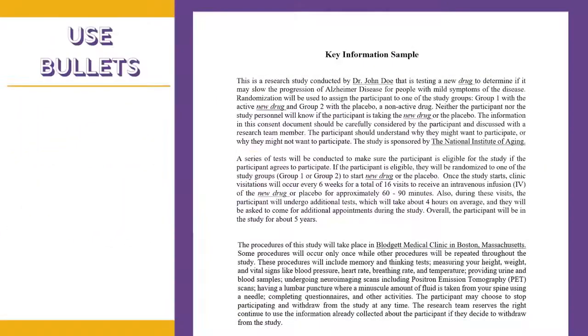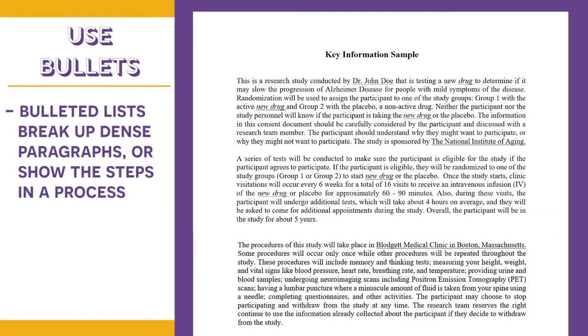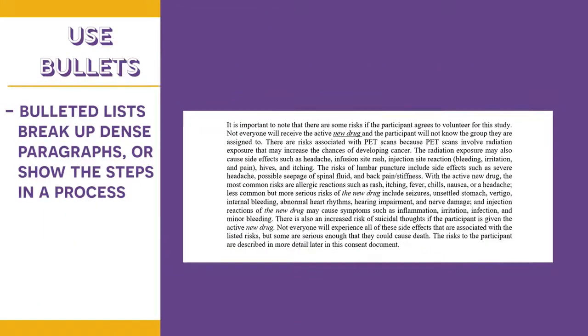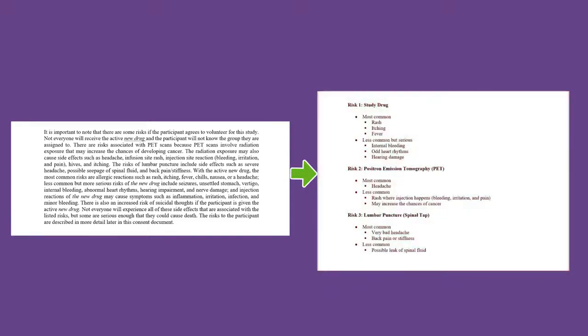Use bullets. Breaking up long paragraphs into shorter paragraphs also serves to increase white space. Creating a list using bullets is a great way to break up dense paragraphs of text or to show the steps in a process. Our example contains a cluttered paragraph that describes the risks of the study, and it's a perfect candidate for a bulleted list. I'll use headings to identify the main risks, followed by a bullet list that clearly identifies each risk in the category.